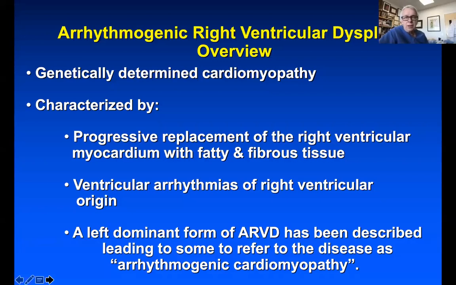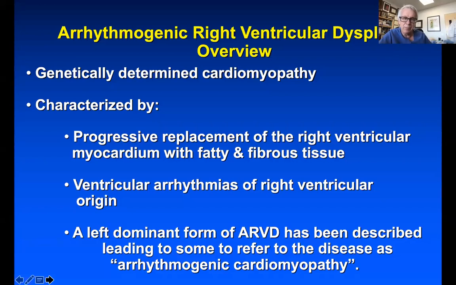So let's talk a little bit about ARVD. It's an inherited cardiomyopathy. It's characterized by progressive replacement of the right ventricular myocardium with fatty and fibrotic tissue. The key is really myocyte loss with fibrotic replacement. The fat is very nonspecific. And fat in your heart really means nothing. You can have fatty hearts. You can see fat in an MRI. It doesn't have much to do with the diagnosis. It's about myocyte loss and fibrosis.